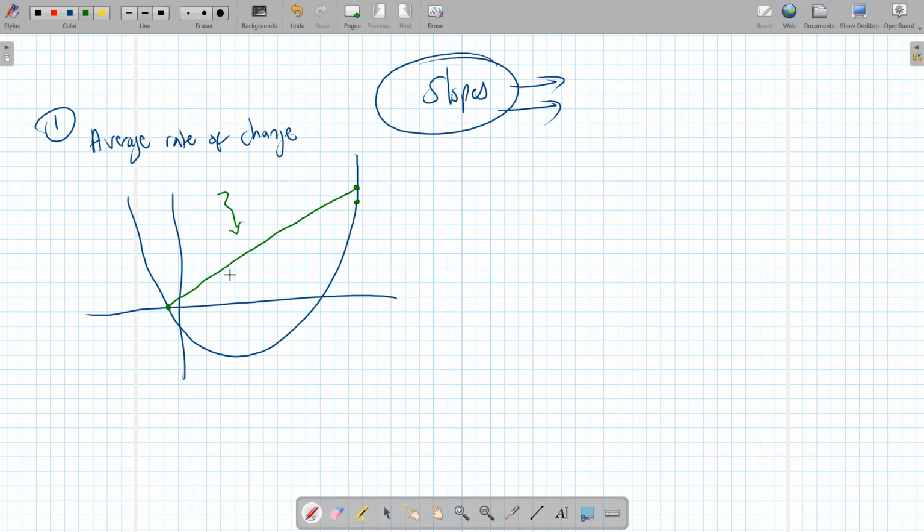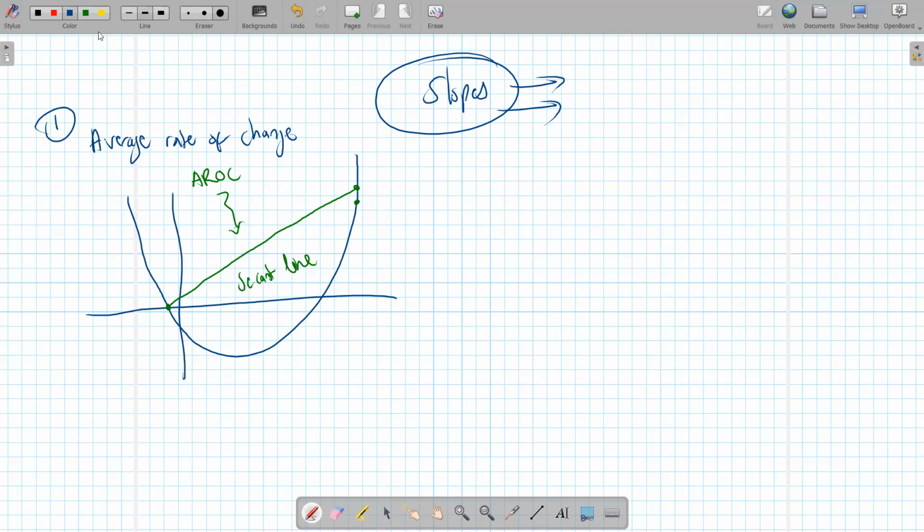So the slope of this line is called the average rate of change. You can abbreviate it with IROC. Average rate of change. That's to find the slope between 2 points of a curve. And this line has a name. It's called a secant line. Mathematically, it's pretty easy. You're just finding rise over run. Nothing fancy going on there. So that's the first kind, average rate of change.